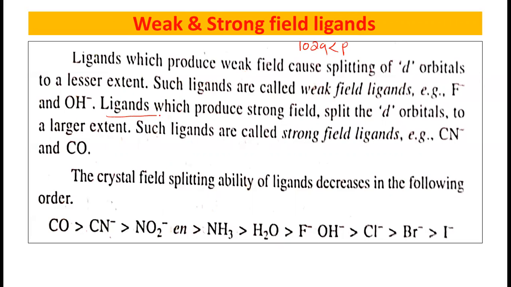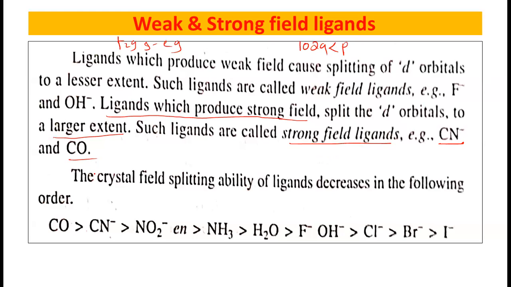On the other hand, ligands which produce a strong field split the d orbitals to a larger extent. In presence of the strong ligand field, the crystal field splitting will be larger. That is, the energy gap between the T2G orbital and EG orbital will be larger. Such ligands are called strong field ligands. For example, cyano and carbon monoxide are strong ligands.